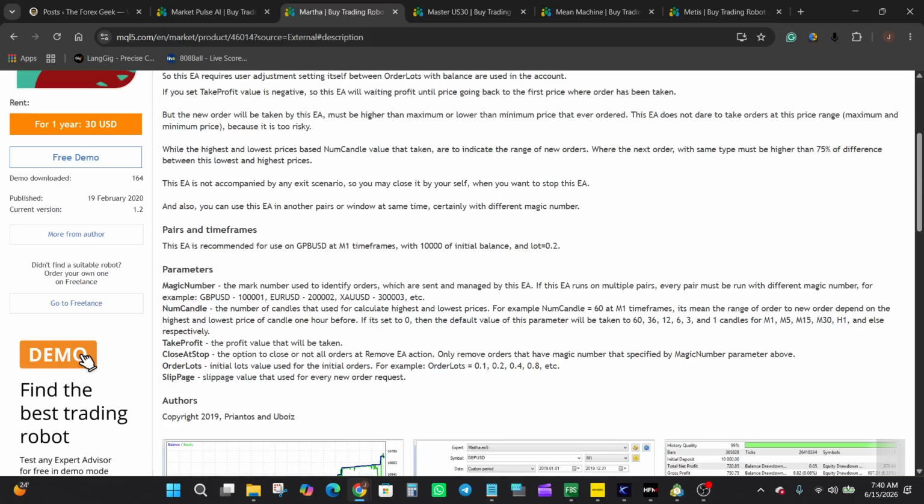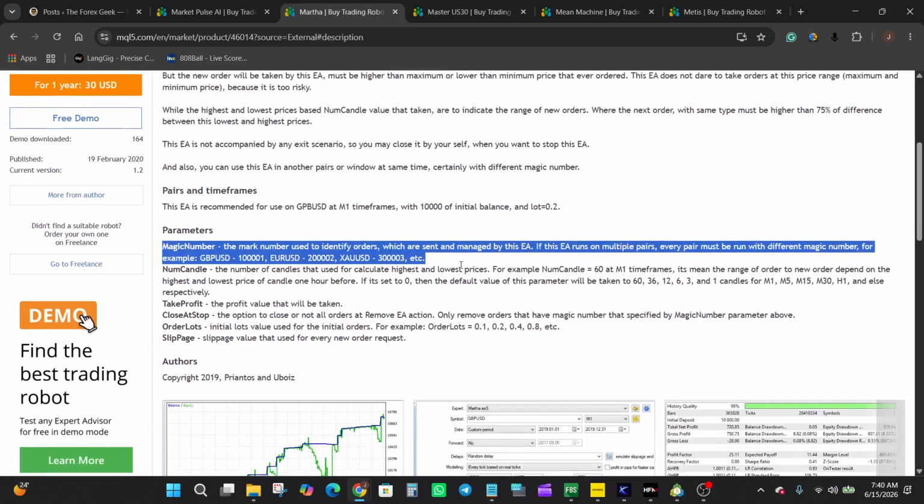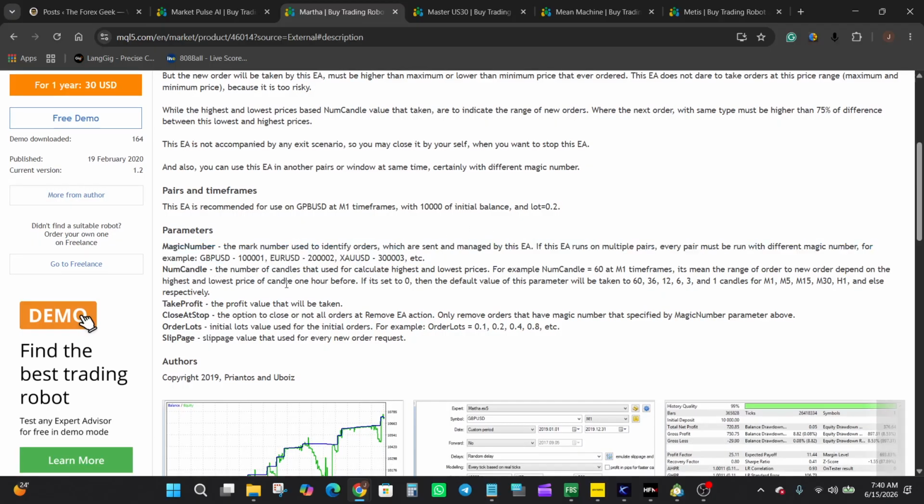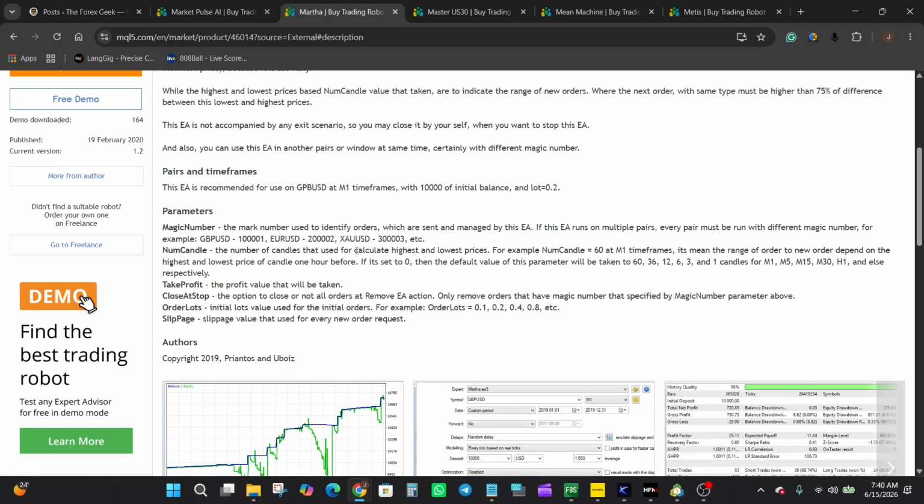Now, moving into the available parameters, we can see options such as magic number for managing multiple charts simultaneously, take profits for defining profit targets, order lots for controlling position size, close at stop for handling open positions when the EA is removed, and slippage for managing slippage during order execution.